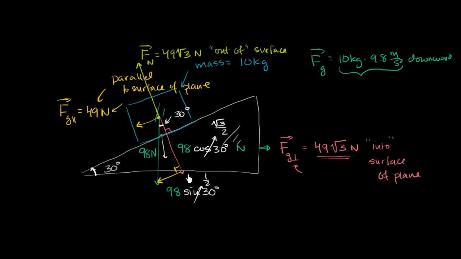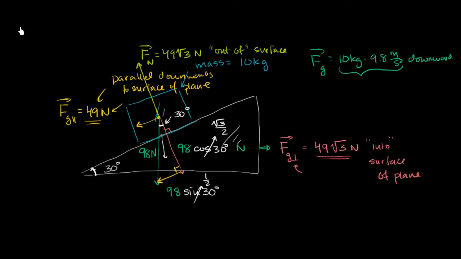Now, what other forces do we have? Well, we have the force that's parallel to the surface. And if we assume that there's no friction, and I can assume that in this video because we are assuming that it is ice on ice, what is going to happen? There's no counteracting force to this 49 newtons, parallel downwards to the surface of the plane. So what's going to happen? Well, it's going to accelerate in that direction.